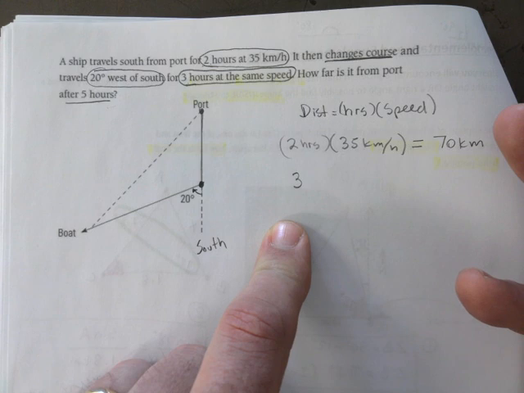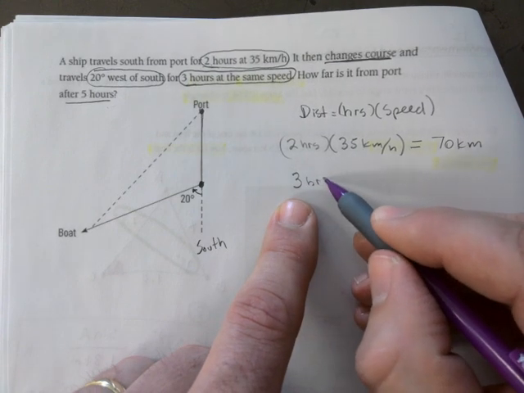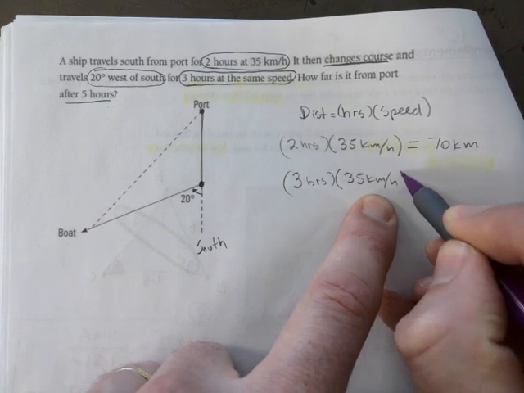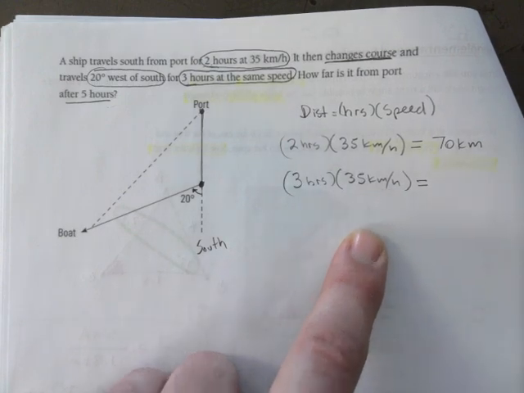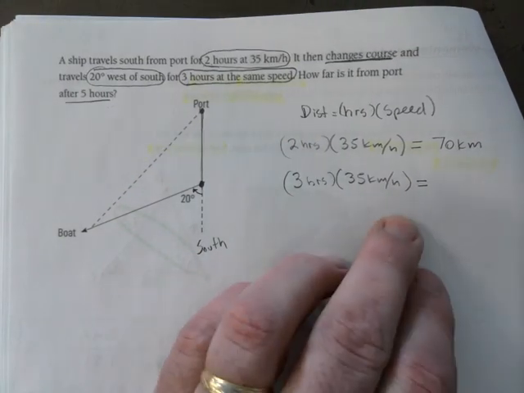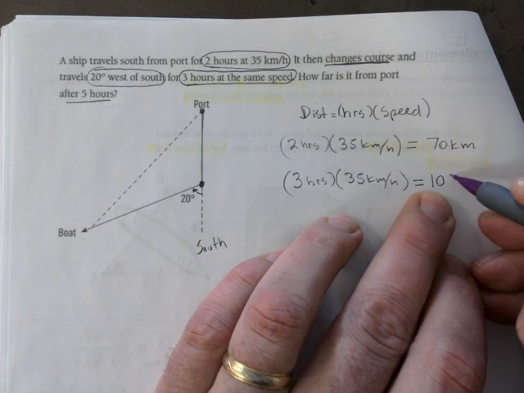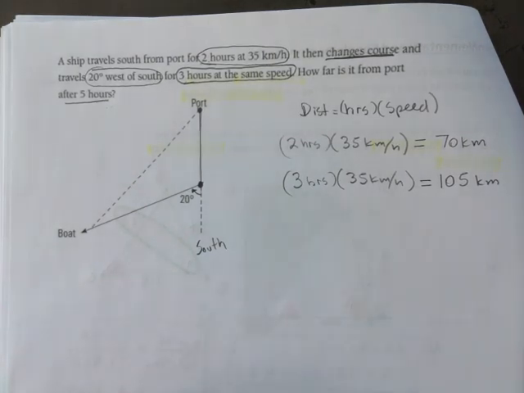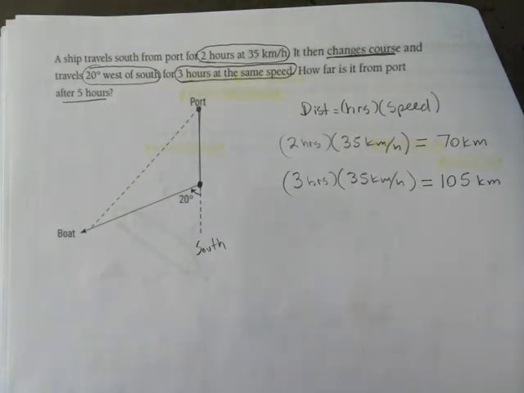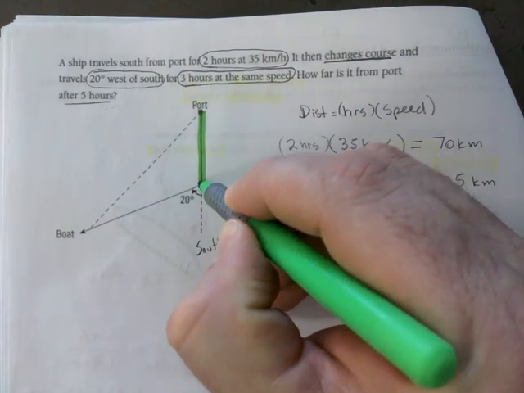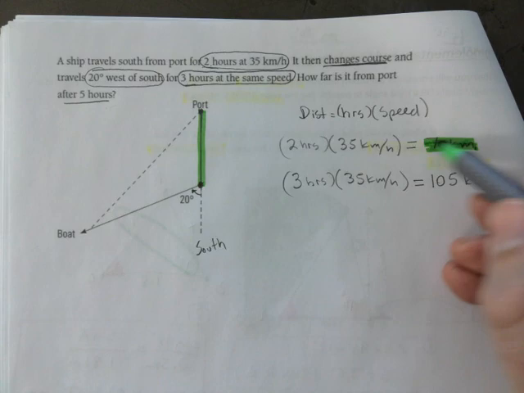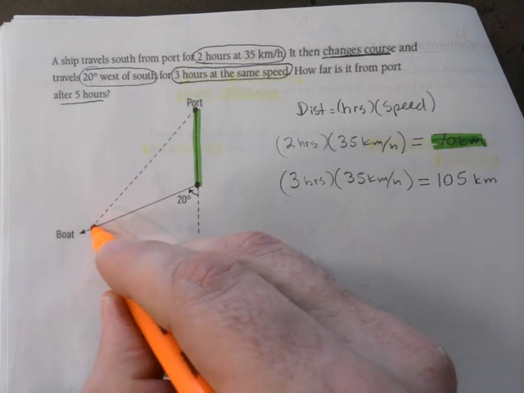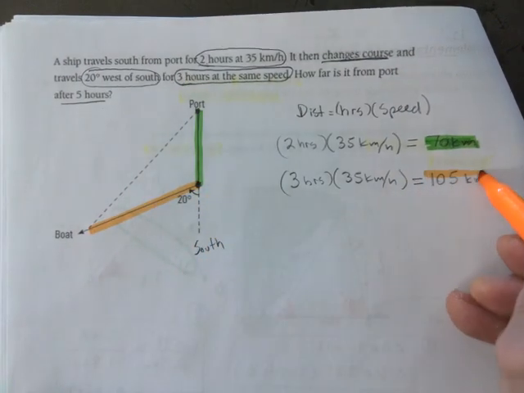Okay. And then the next one, it's 3 hours at the same speed. Three times 35, that's 105 kilometers exactly. So now you have your distances. So I'll just tell you that, right, this is the first stretch. That's the 70. And this here is the second stretch, which is the 105.